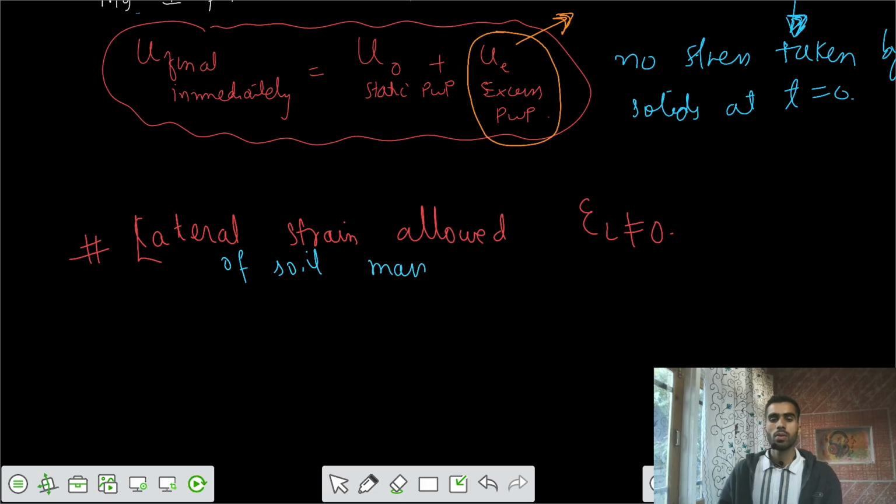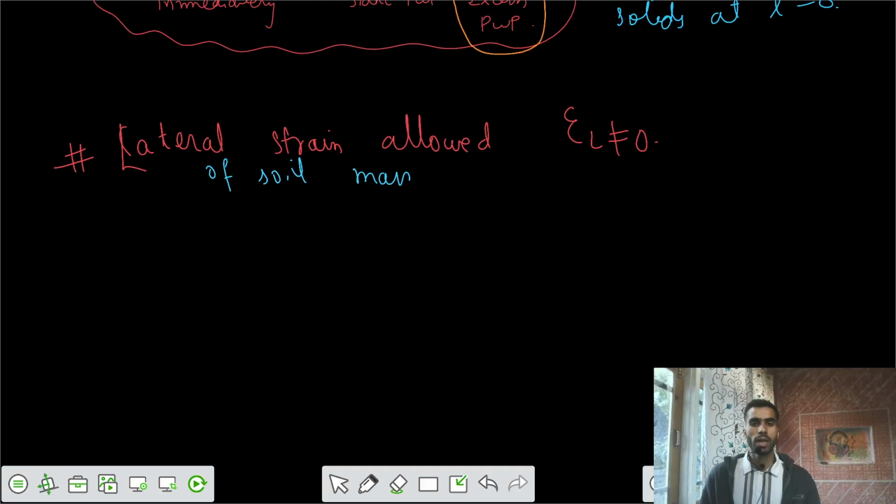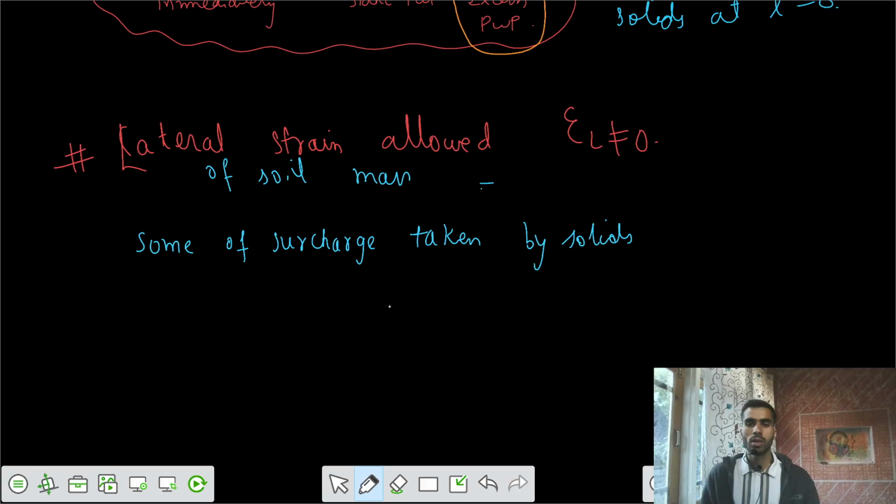Now finally I want to allow lateral strain. Let's talk about that. Lateral strain of the soil mass is allowed. That means some of the surcharge is now taken by the soil solids also, because there is deformation of the solids in the lateral direction. Because of the deformation, there will be stresses in the solids. So let's say there is some stress taken by the solids.